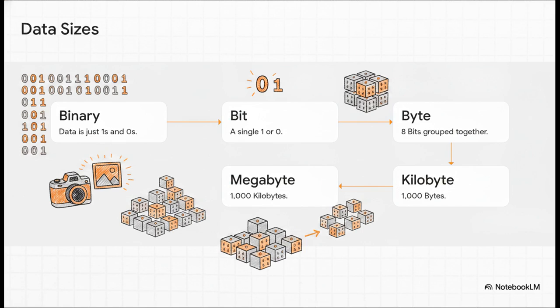Step 4, group 1,000 bytes together and you've got a kilobyte. And step 5, group 1,000 kilobytes together and you reach a megabyte. That's about the size of one high-quality photograph. You see how it stacks up, kind of like building blocks?